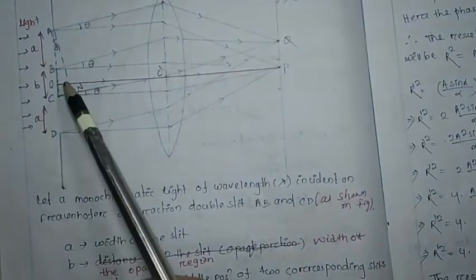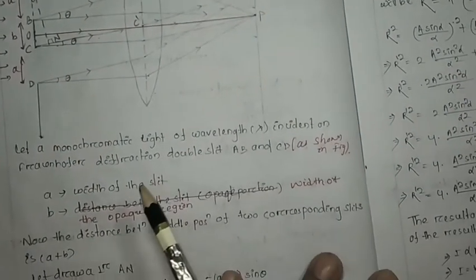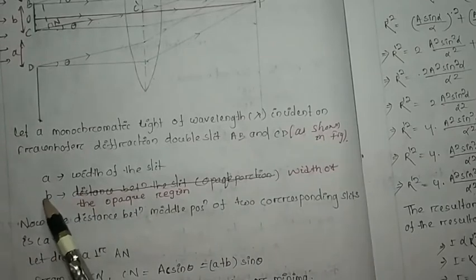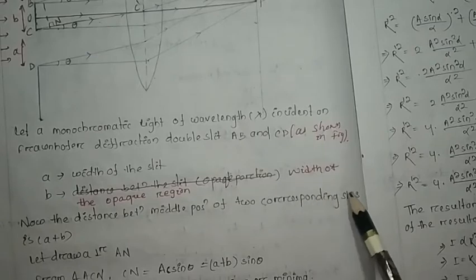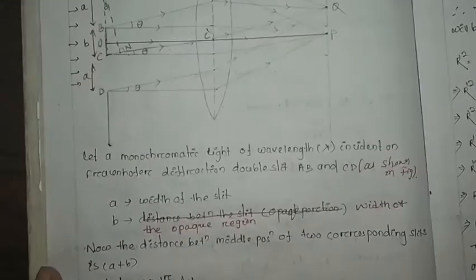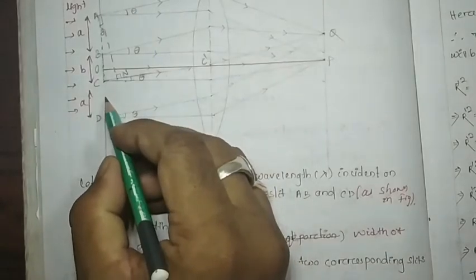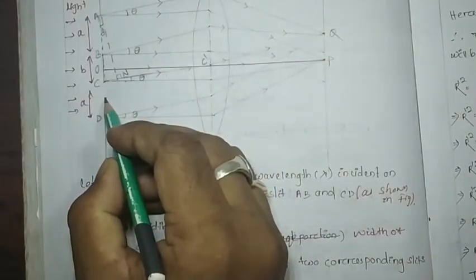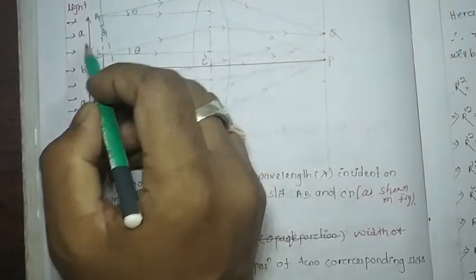BC, the opaque region, has distance or width b. Now the distance between the middle positions of two corresponding slits will be a plus b. That means if we consider the middle position of the two slits, this is one slit and its middle position is this one, and for the AB slit the middle position is this one.